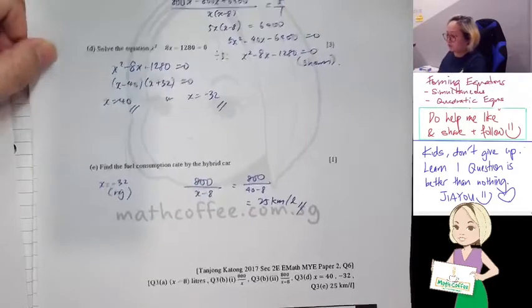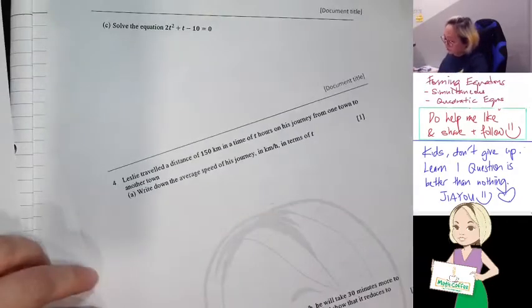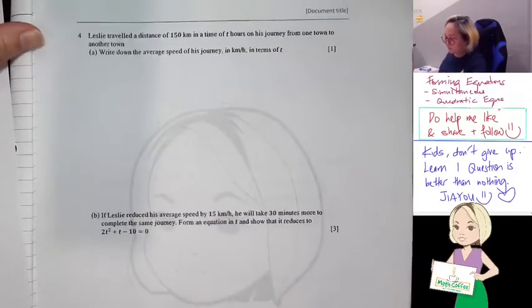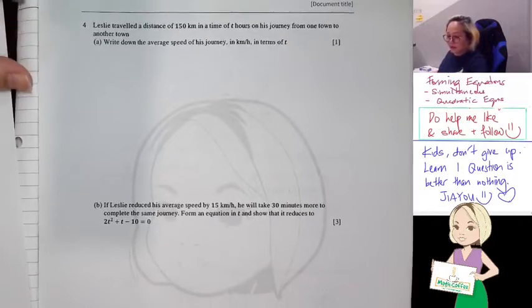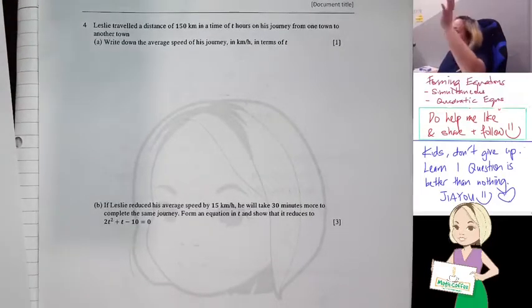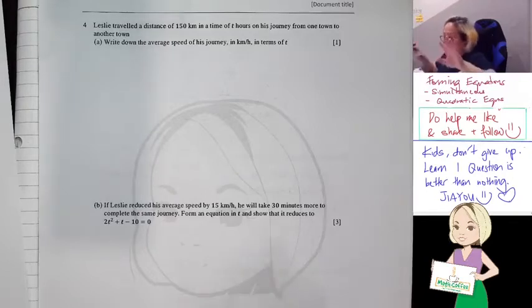Oh, good. Okay, we're going to go to the last question. Speed time graph. Sorry, not speed time graph. I mean distance, speed, and time using the DST.